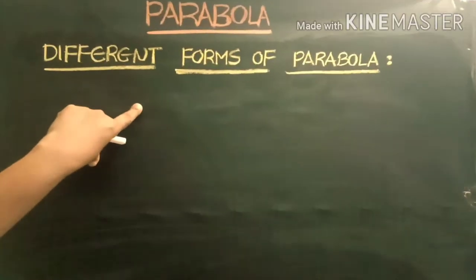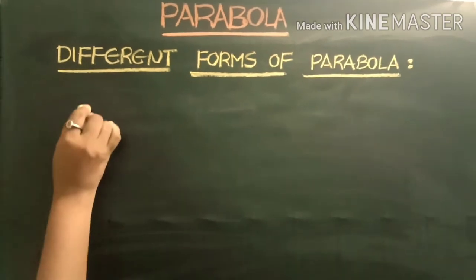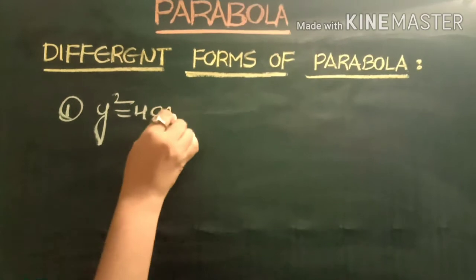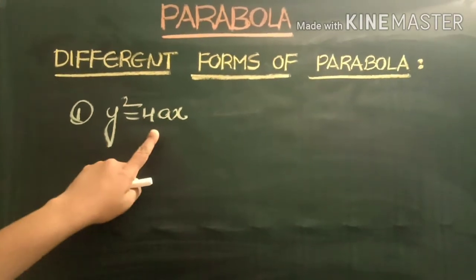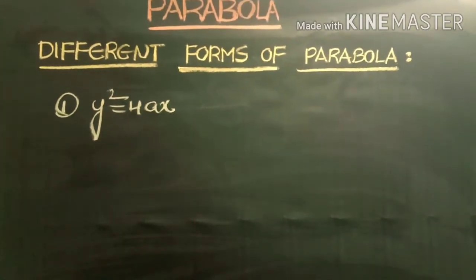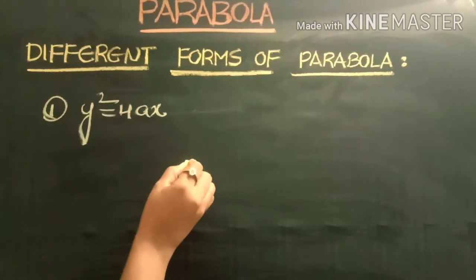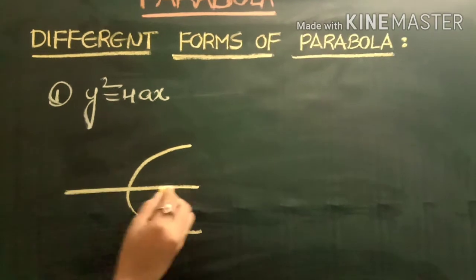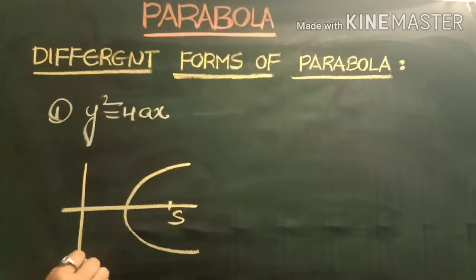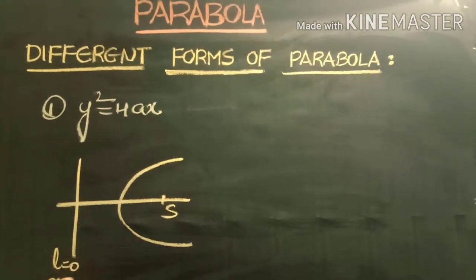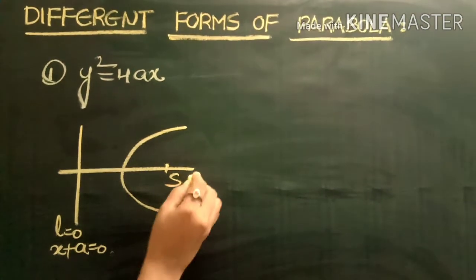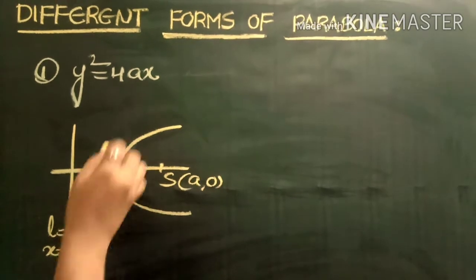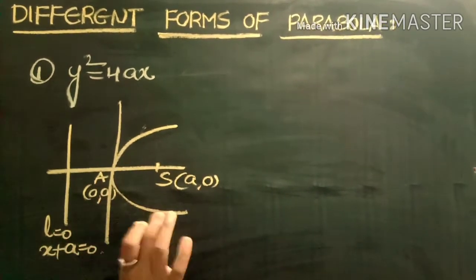Next concept is different forms of a parabola. So the first form is y square is equal to 4ax, which is the standard form of a parabola. Y square is equal to 4ax is the equation of a parabola in the standard form. Now this is the graphical representation of this parabola. This is the parabola, focus S and directrix L. The equation of the directrix is x plus a is equal to 0. Focus is (a, 0). This is the vertex with coordinates (0, 0). Now this is the first form.